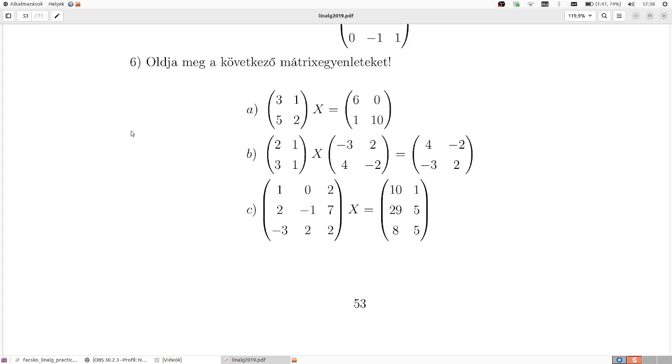Okay, did anyone solve exercise C? No. Okay, let's do it together. We have time, so it's okay. Let's see. I think it's possible to do it. Yes. So solve the following matrix equations.